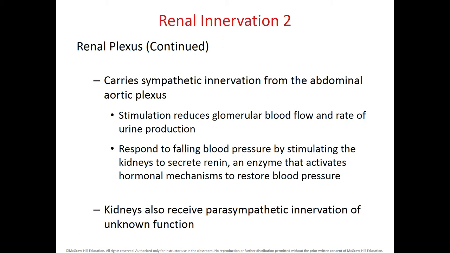And this sympathetic system will become activated if you have hypotension. So at some point it makes sense: if you have hypotension, if you have less blood volume, there is no purpose for you to form urine. So you need to preserve water. So you will reduce the flow of blood through the glomerulus by vasoconstricting your blood vessels. And then you secrete a hormone that is called renin that helps to increase blood pressure. And then the kidneys also have parasympathetic system innervation, but the function is unknown.